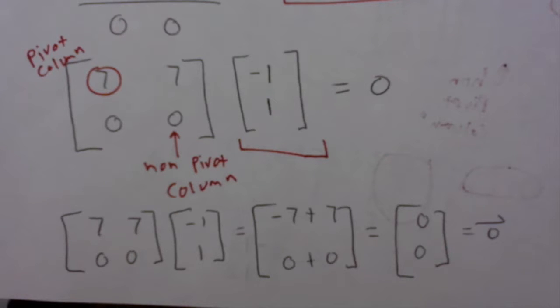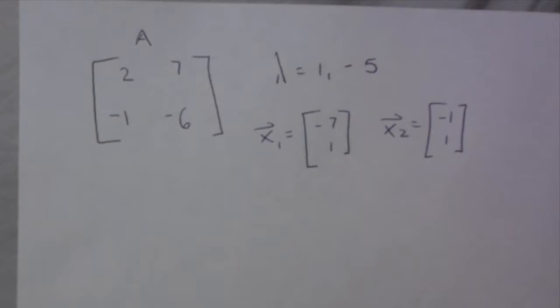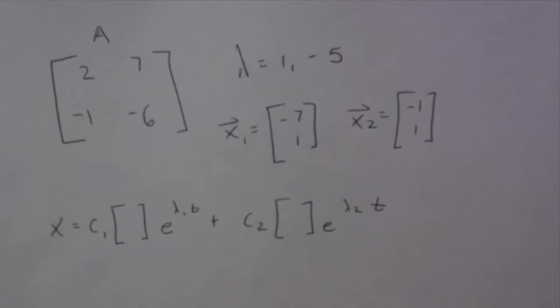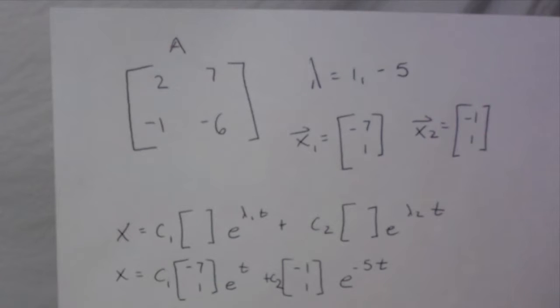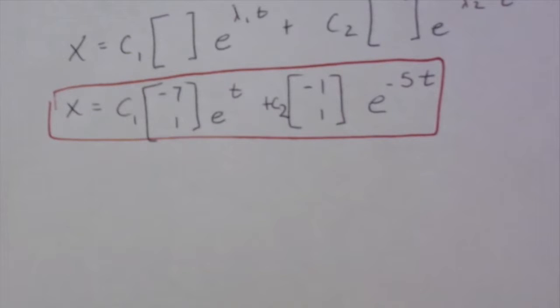You can check your work by multiplying that eigenvector by the matrix to see if it gives you the 0 vector, and it does. So you know that this is your other eigenvector. Once you have all of the eigenvalues and eigenvectors you need, you can plug them into this formula right here, and you will have the solution.